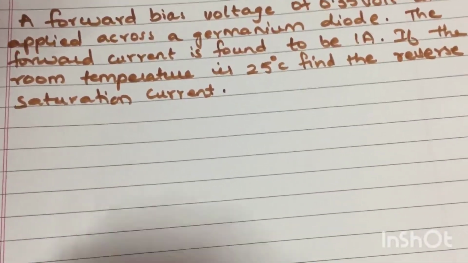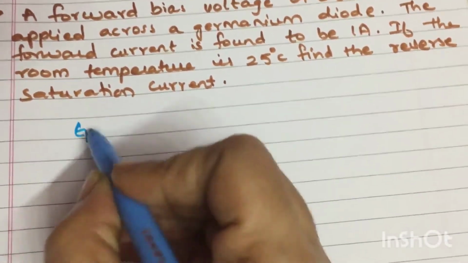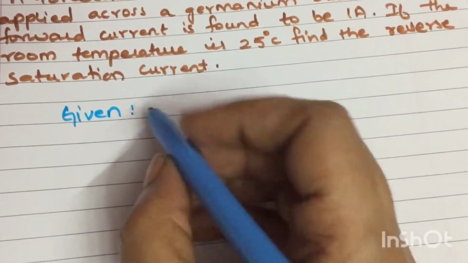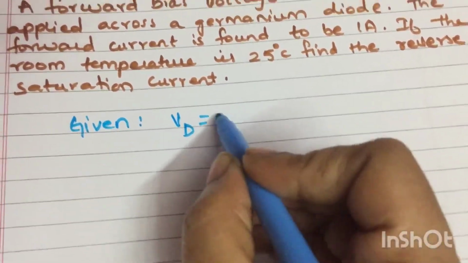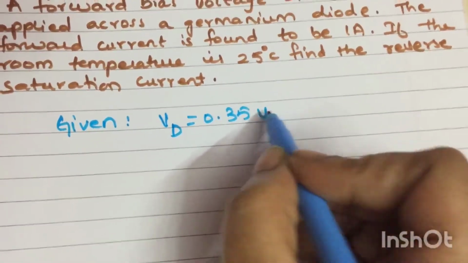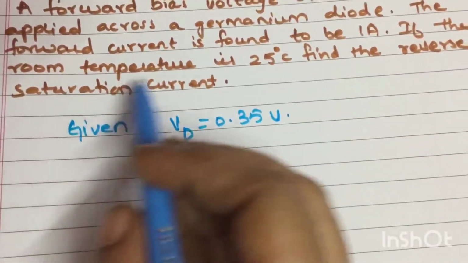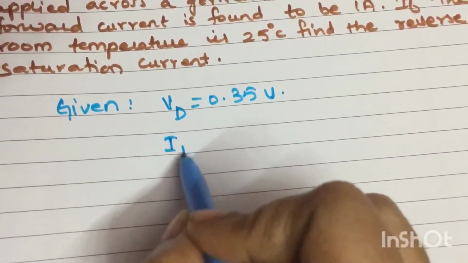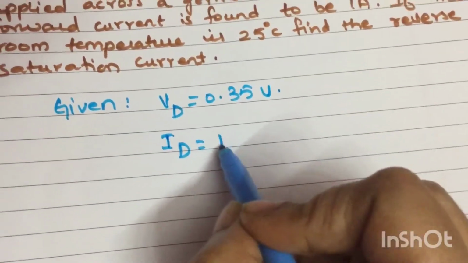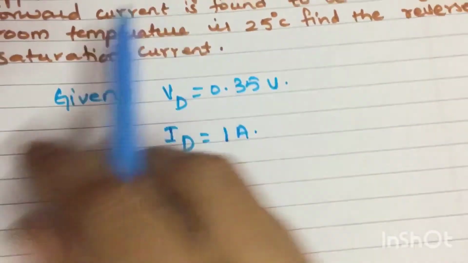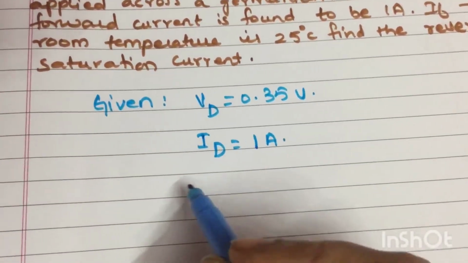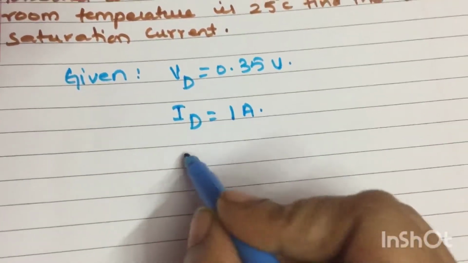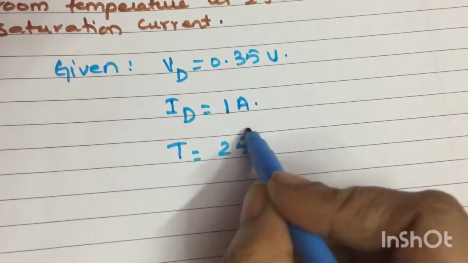Here he is asking you to find the saturation current. So first we'll write what is given. He has given the forward bias voltage, that is VD, which is 0.35 volts. Next he gave the forward current, that is ID is equal to 1 ampere. Next he gave the temperature. Like we said, we have to convert it into kelvins. Here he is giving the room temperature, that is T is equal to 25 degrees centigrade.